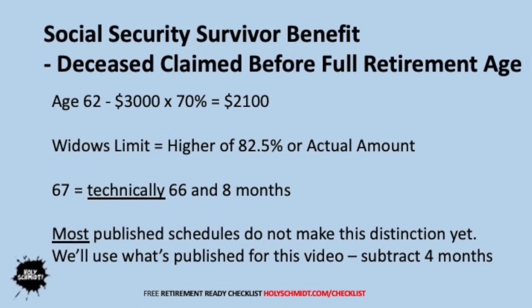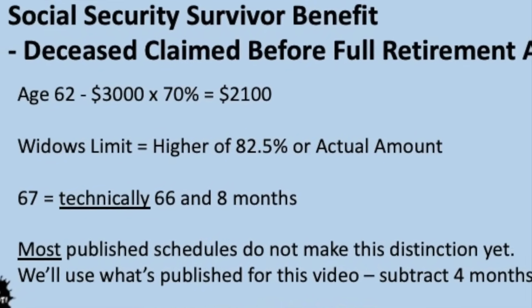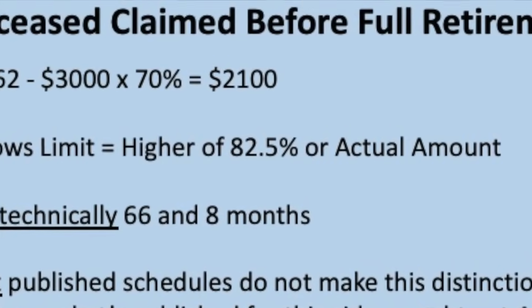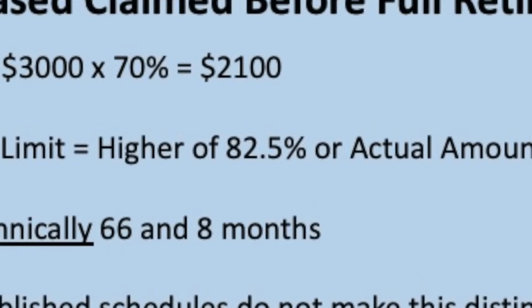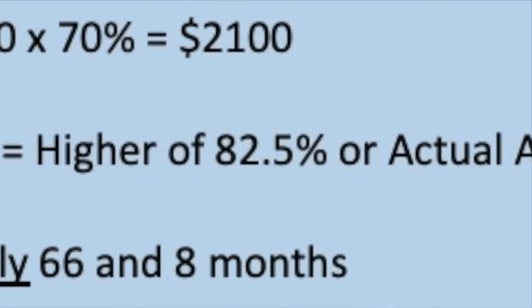There's something called a widow's limit, which adjusts the payment up to 82.5%. So even if the deceased was receiving 70% of the $3,000, 70% of their primary insurance amount, the survivor can get up to 82.5% depending on their age. The widow's limit gives the survivor the higher of 82.5% of the primary insurance amount, or the actual amount, both adjusted for the age that the widow, the survivor, claims.